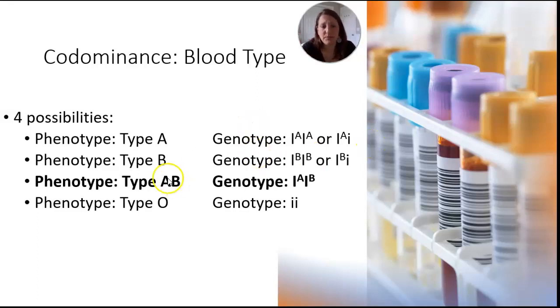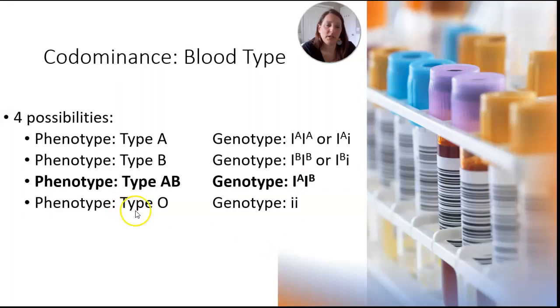The same thing for type B. So if you have type B blood, you can either be IB IB, which means you inherited 2 of the same IB alleles, or you might be IB little i. Okay, 2 different alleles here. Here is the codominant phenotype and genotype. So if you are type AB blood, that means that you inherited 1 IA allele and 1 IB allele. And both of these alleles are expressed at the same time. And so therefore, the surface of your red blood cells have both the A marker and the B marker. And again, I'm going to show you a picture of that in just a second.